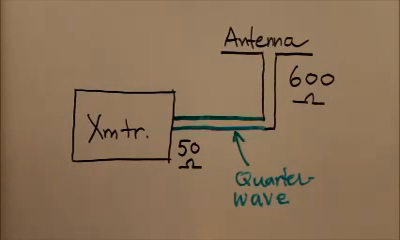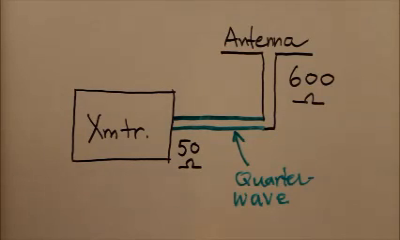Let's look at final exam question number 58, found on page 673 of Teach Yourself Electricity and Electronics, 5th edition. The question asks us about a radio transmitter and an antenna that are not matched in terms of impedance.